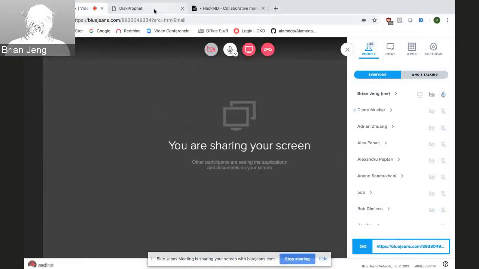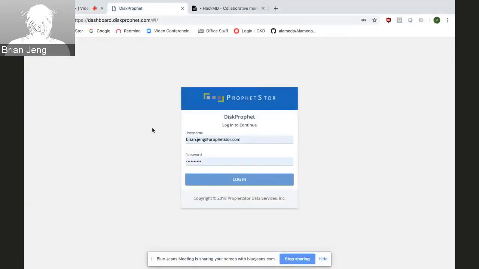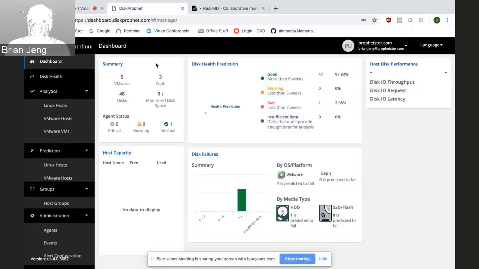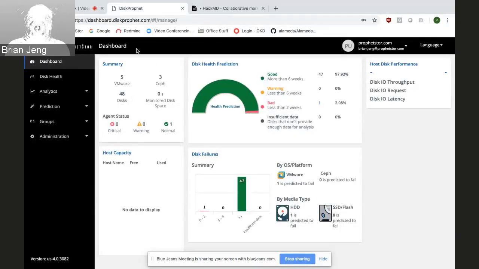Right. And I'm just going to go through a quick live demo. I'm going to switch screens here. Can you guys see my web browser? Yes.